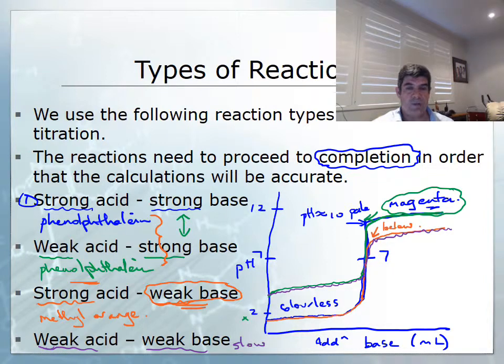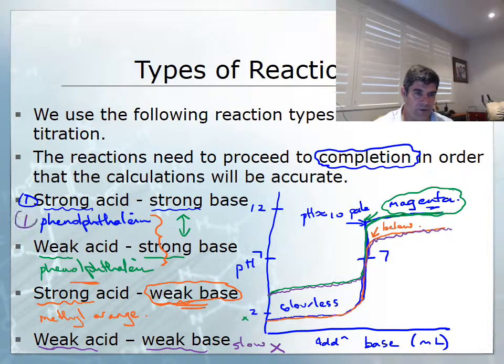It's much more difficult to select any sort of indicator to work with this, so we just don't deal with this. If we're going to need to do this sort of thing, we tend to use something that we call back titrations, but that's a little bit complex for us now. So effectively, there's three types that you will get.